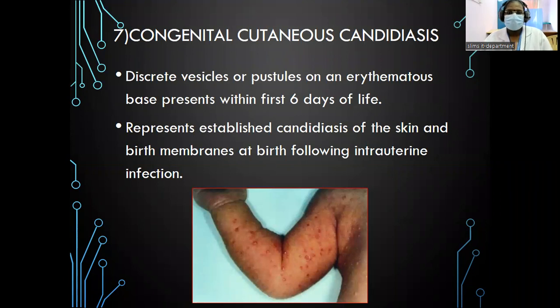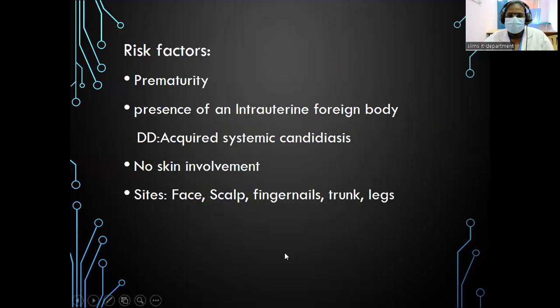Another clinical type is congenital cutaneous candidiasis, characterized by discrete vesicles and pustules on an erythematous base, presenting within the first 6 days of life. It represents established candidiasis of the skin and birth membranes at birth following intrauterine infection. This is the typical photograph of congenital cutaneous candidiasis.